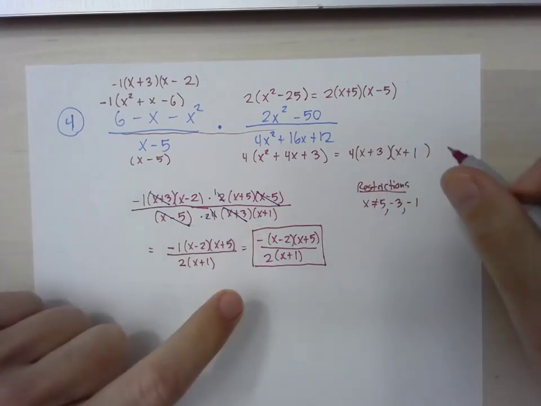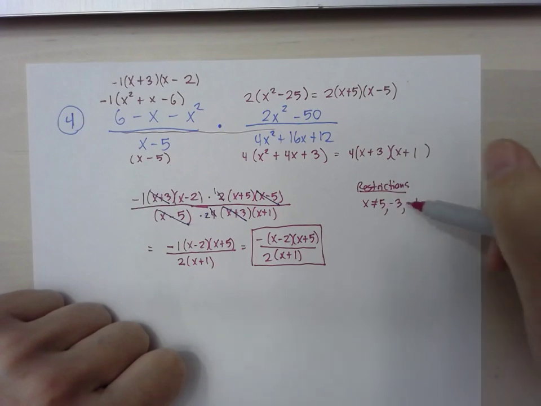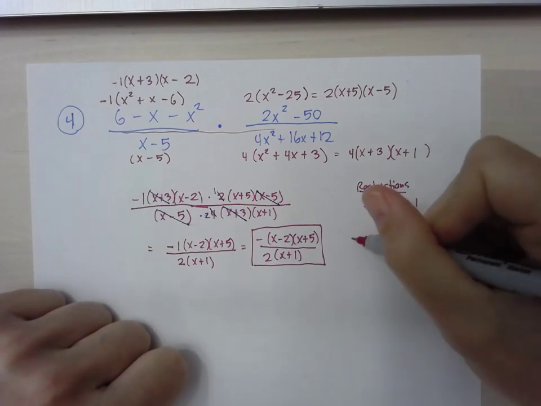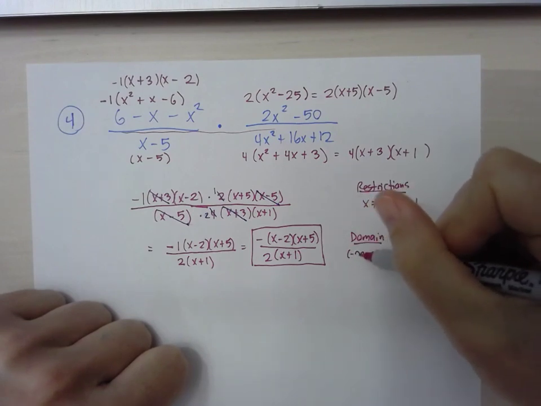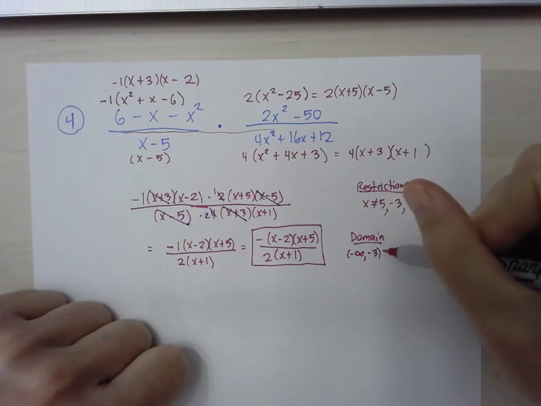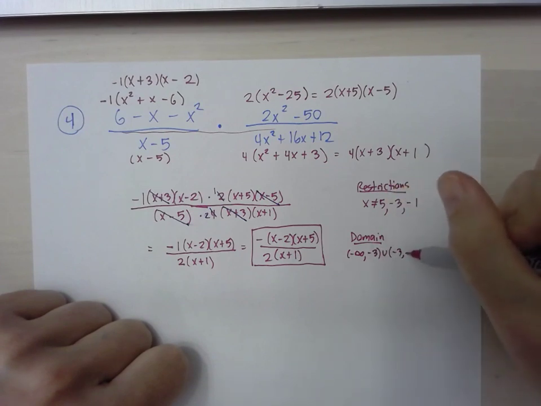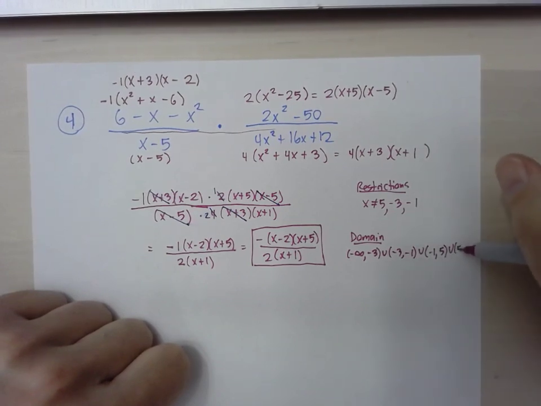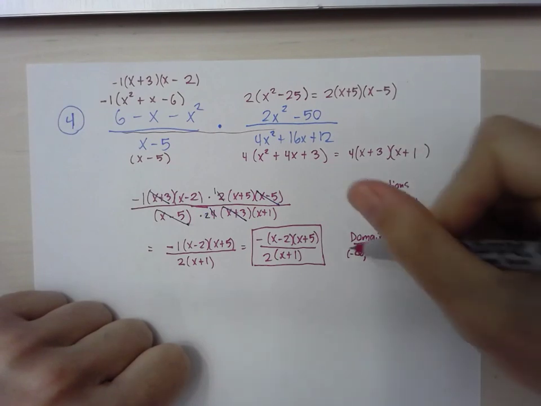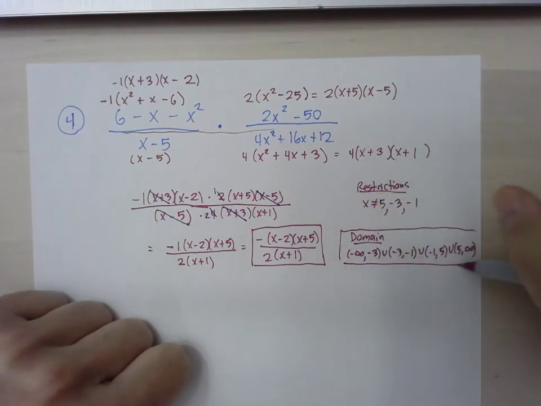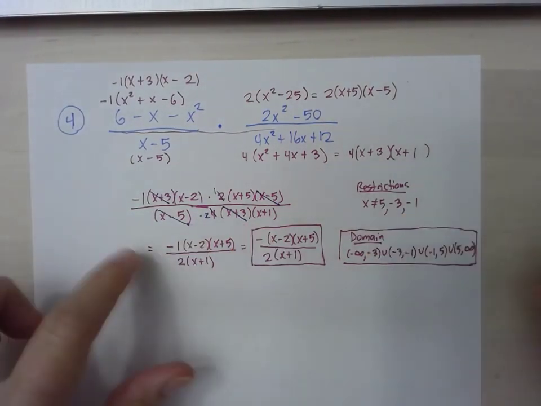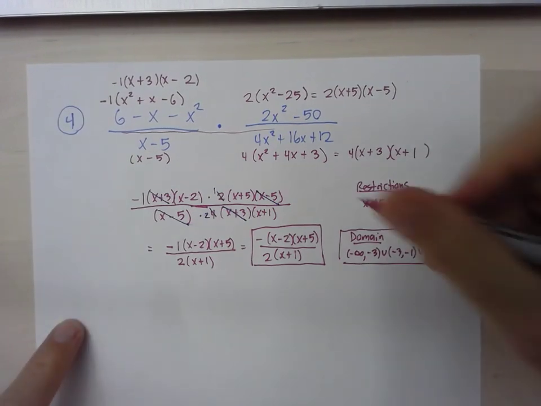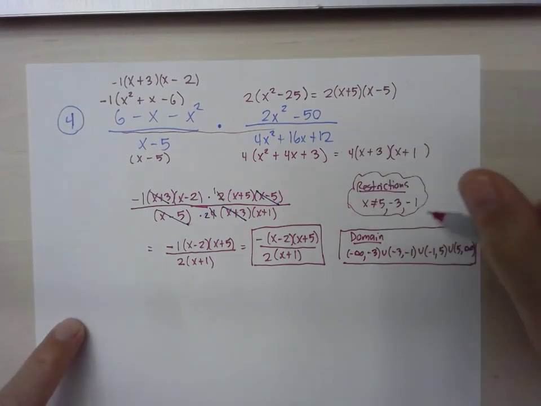Your domain would be all real numbers except 5, negative 3, and negative 1. And you can write that out in interval notation. I'll do that for you so you can see. It's going to be negative infinity to negative 3. That's my smallest number. Union, negative 3 to negative 1. That's my next one. Union, negative 1 to 5. And union, 5 to infinity. So they can get kind of wide when you write your domain out. Anytime you have more than 2 restrictions, really, it's a wide domain to write. So I tend to not write that out all the time, but at least get your restrictions so you know what you can't plug into this.